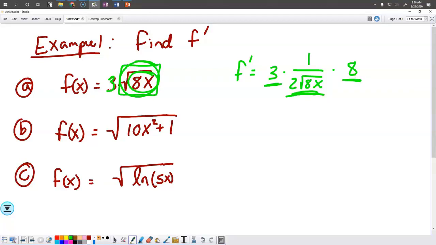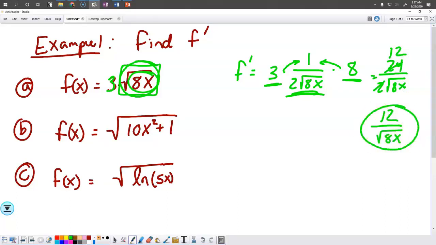And so, in the end, the 3 and the 8 both multiply to the top to make 24 over 2 square root of 8x. And of course, the 2 can go into 24 12 times. So final answer would be 12 over square root of 8x. Okay? Now, technically, yes, you could rationalize this and get the square root out. I'm not too worried about that at this time. Just want to make sure that you guys know how to apply the shortcut. Let's do another one real quick here.